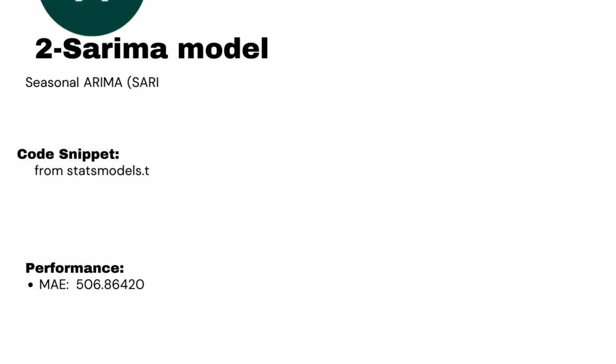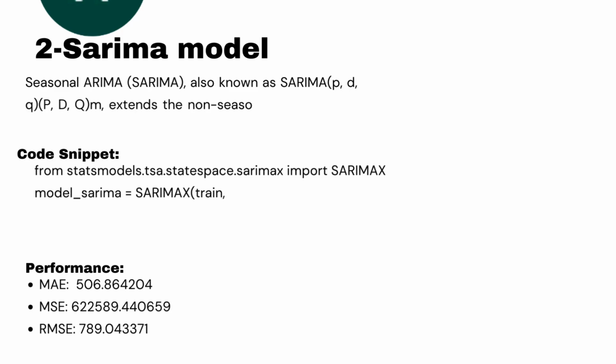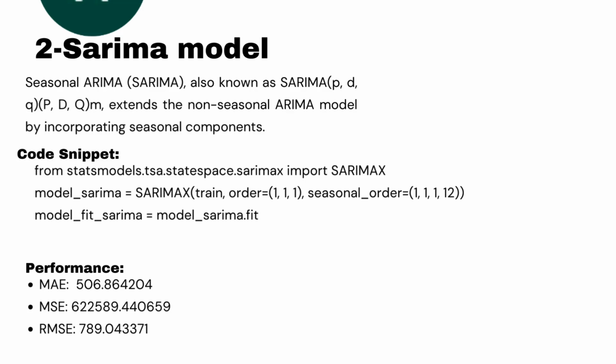Seasonal ARIMA, or SARIMA: the autoregressive part is the same as non-seasonal ARIMA. The moving average part accounts for the influence of past error terms in the current value. The integrated part indicates the degree of differencing applied to the data.